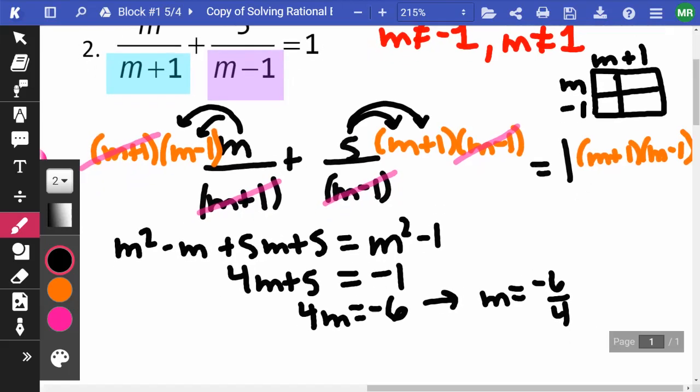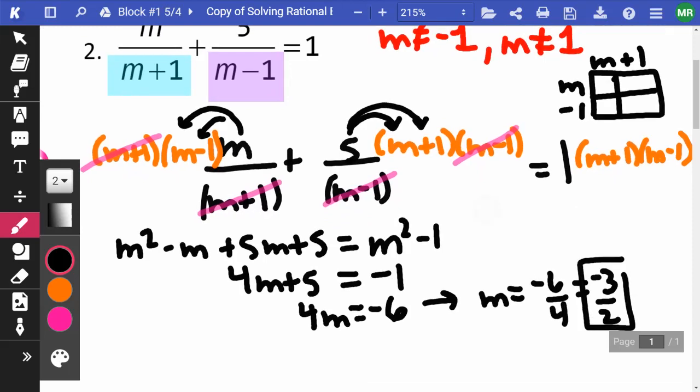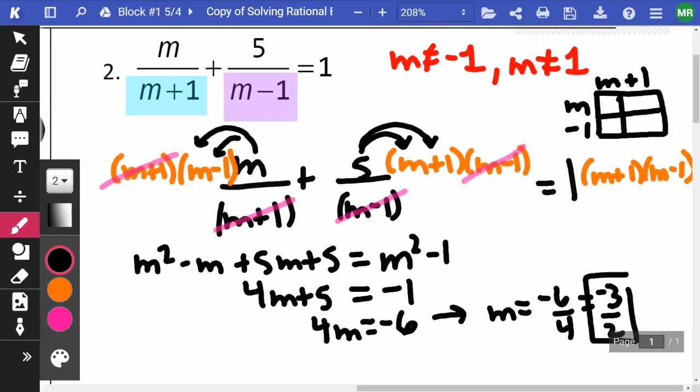or negative 3 halves. And that is not either of my restrictions, which were 1 and negative 1. So that's my answer.